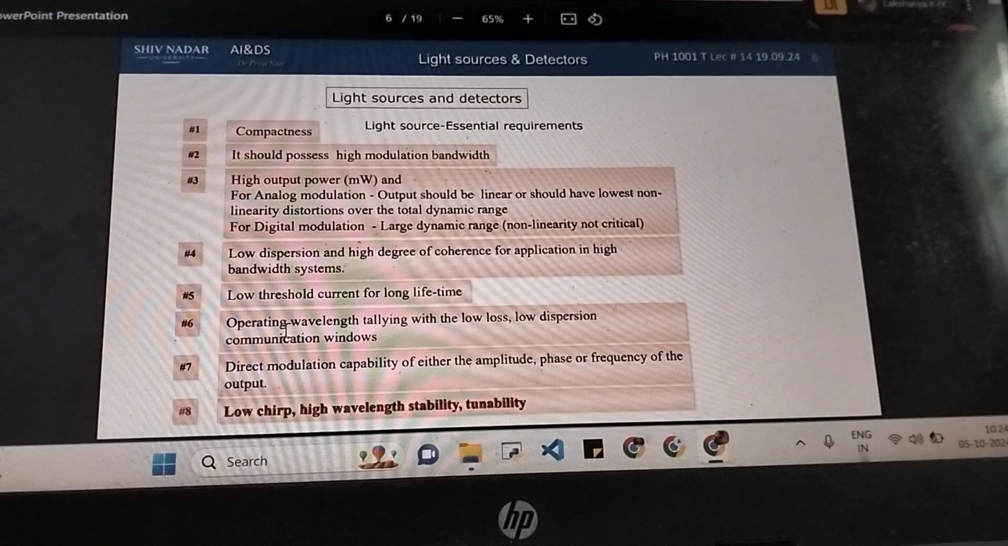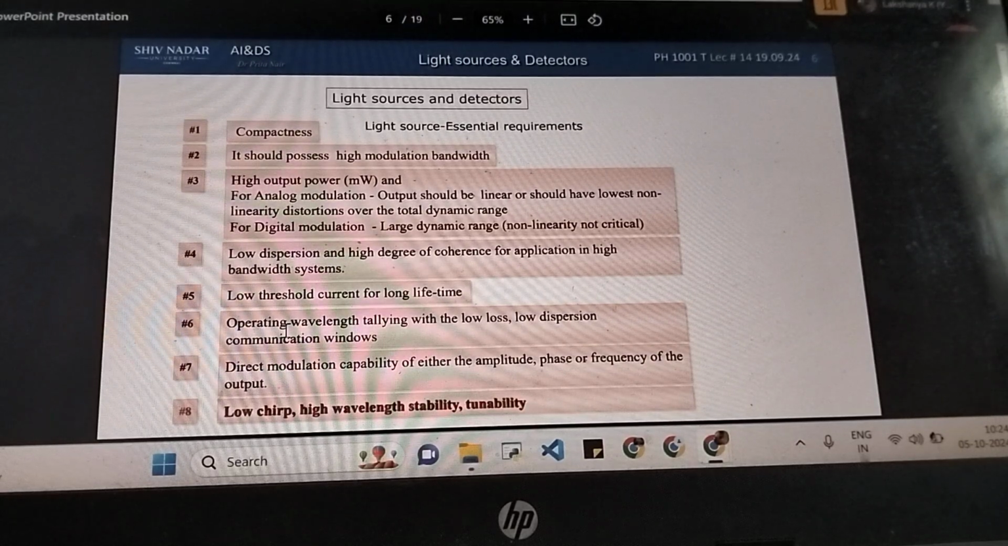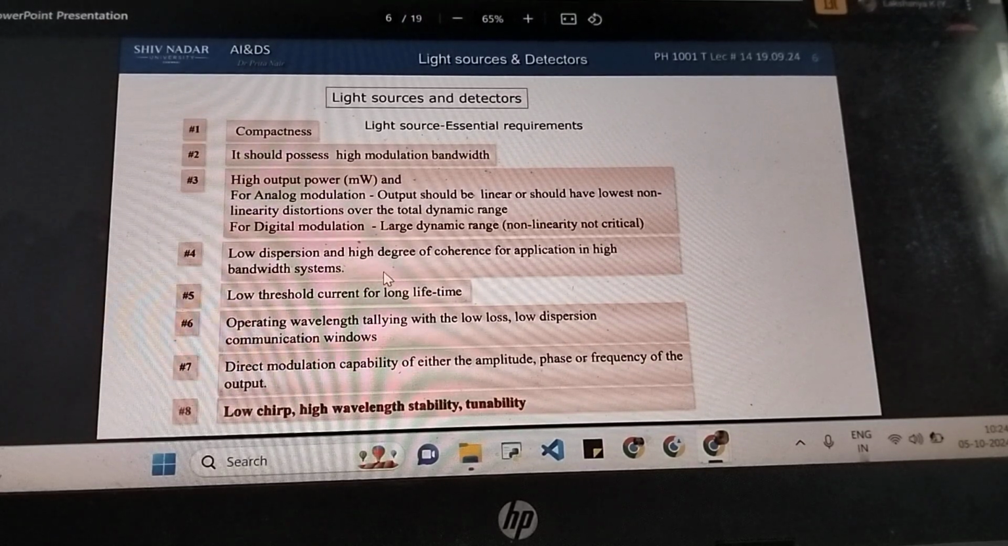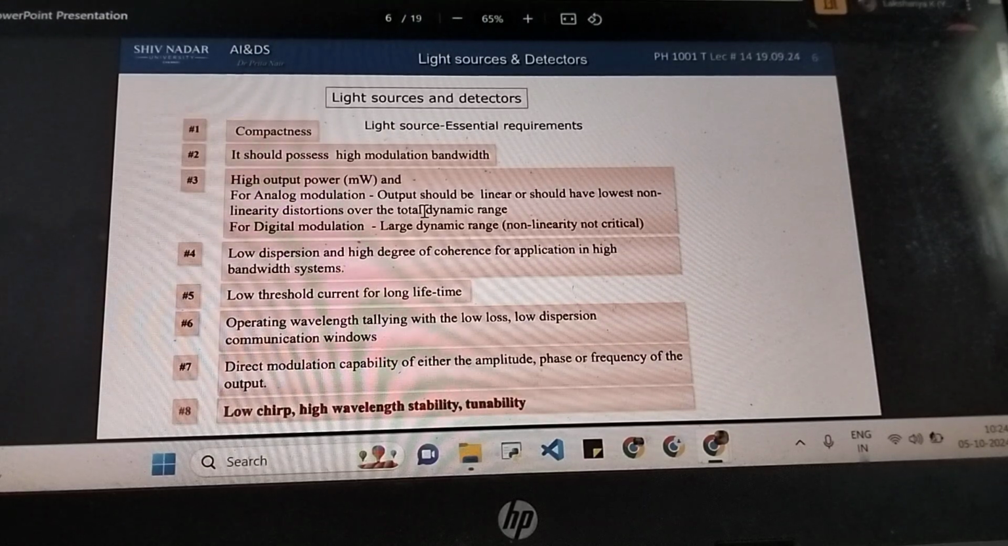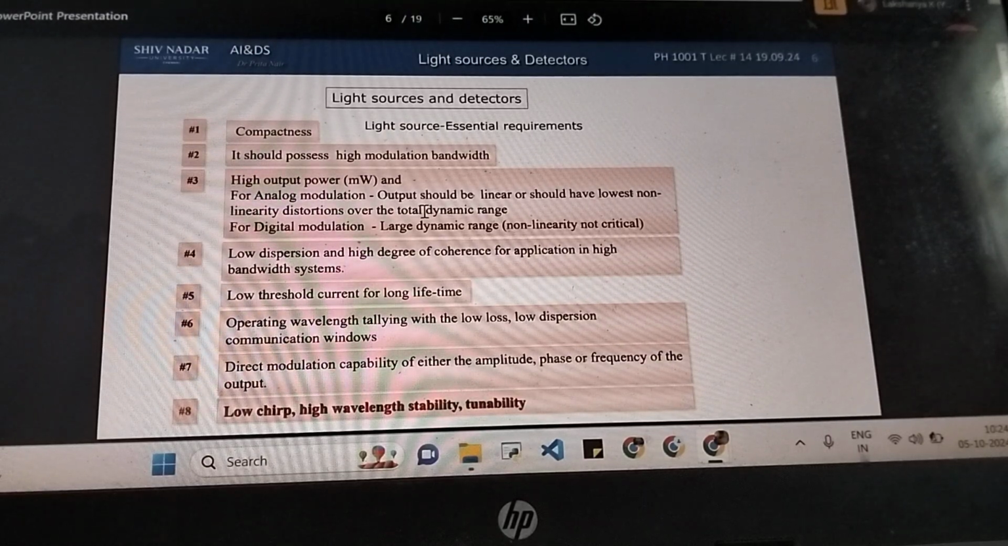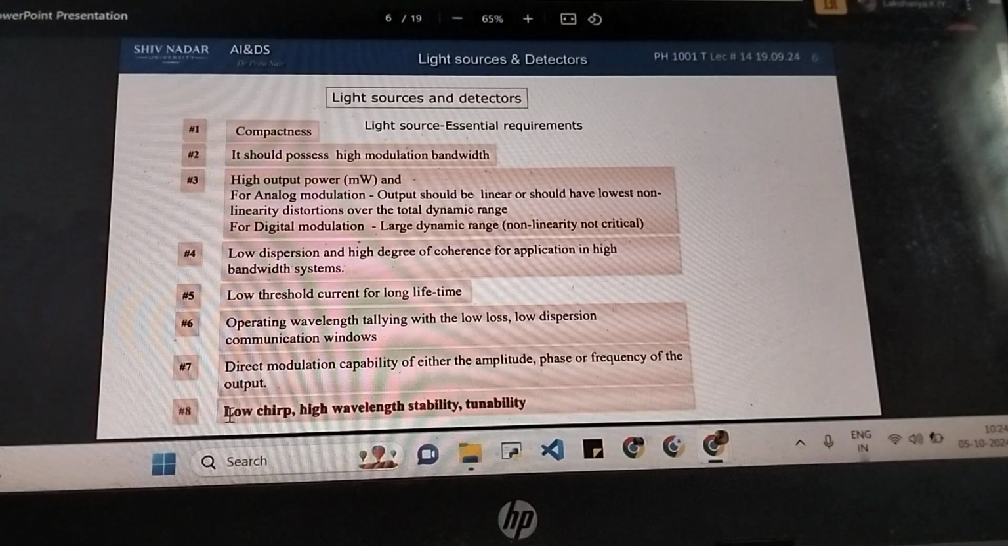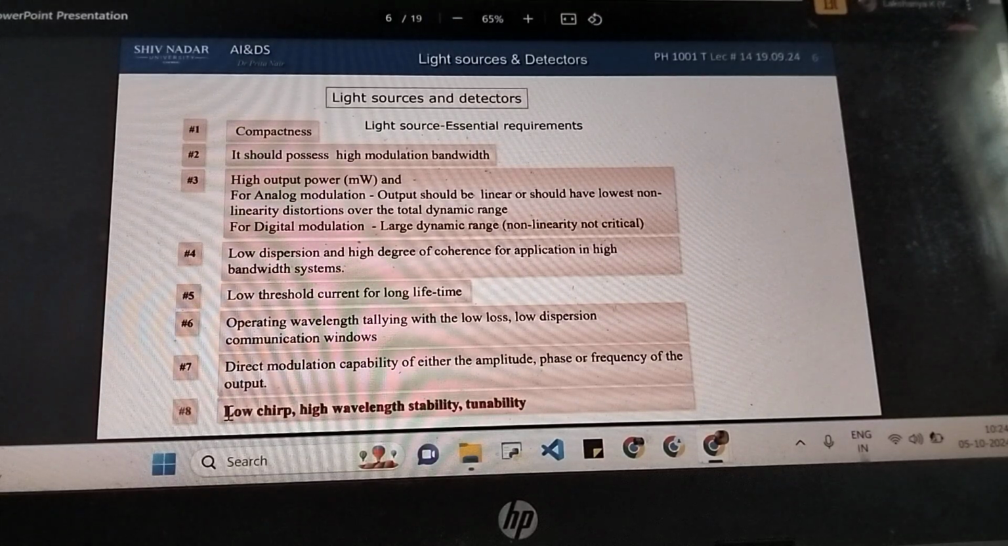Chirp is variations in frequency, just like our wavelength is spread over a range, so is our frequency. So when I say high degree of coherence, I mean that there should not be too much variance in the wavelength. Similarly, low chirp means that I don't want too much variation in my frequency either.